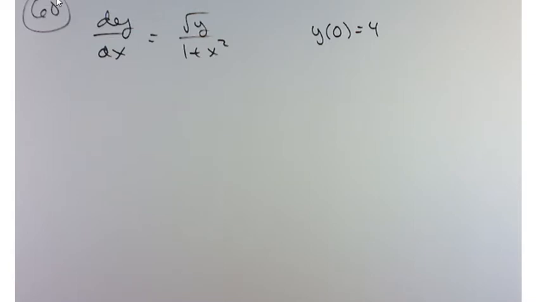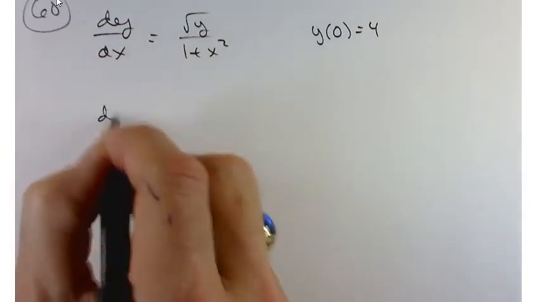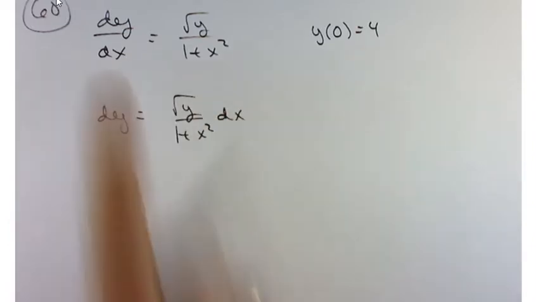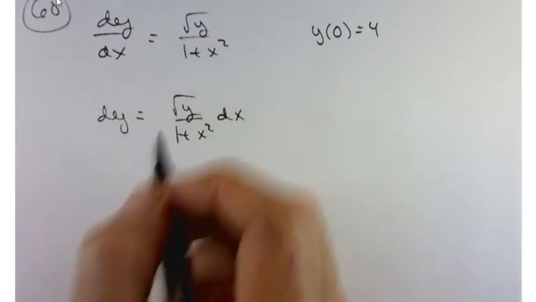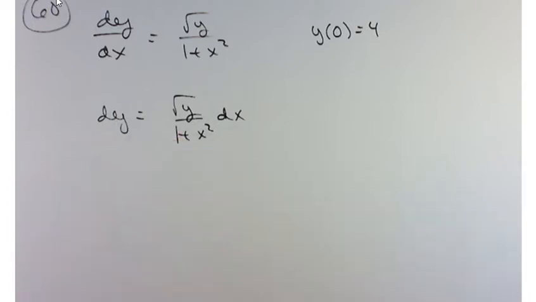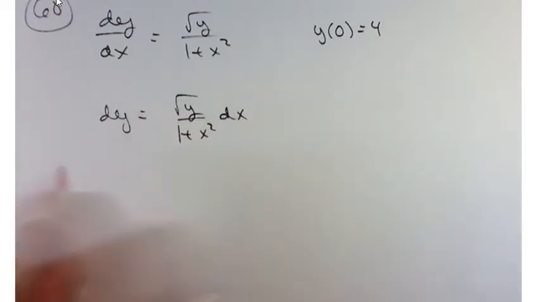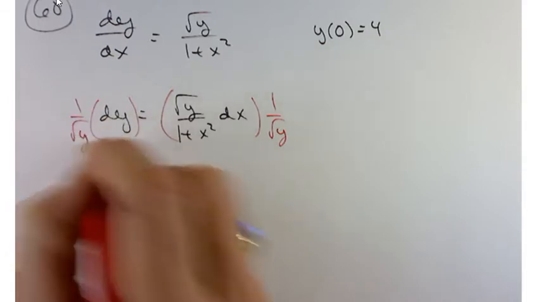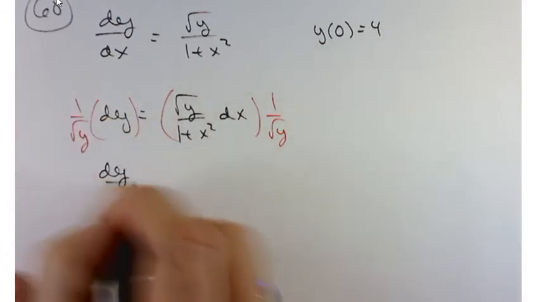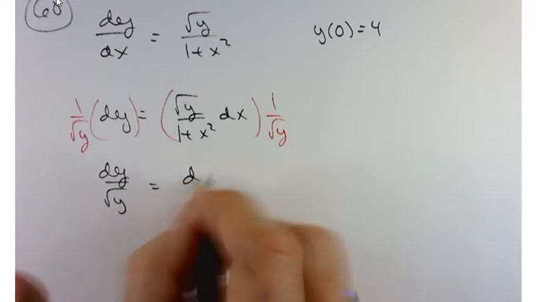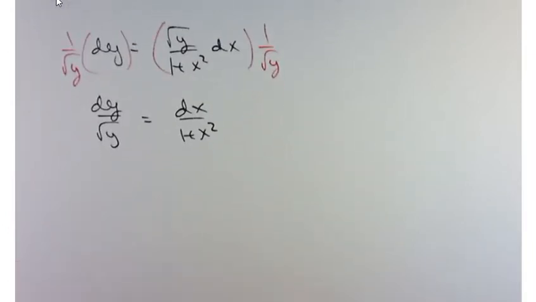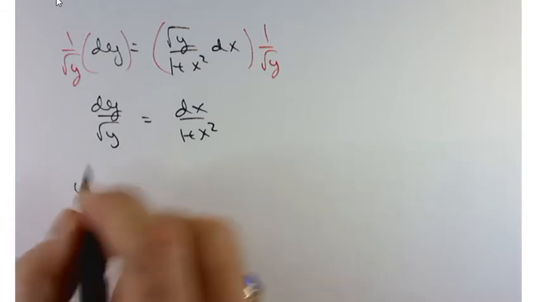The way that we can solve this, one trick, is to try and get the x's and y's on the same sides together. So dy equals the square root of y over 1 plus x squared dx. So just multiply both sides by dx. In a similar fashion, I can divide both sides by the square root of y. So 1 over the square root of y and 1 over the square root of y. So dy over the square root of y equals dx over 1 plus x squared. Now that's looking a little bit more workable.